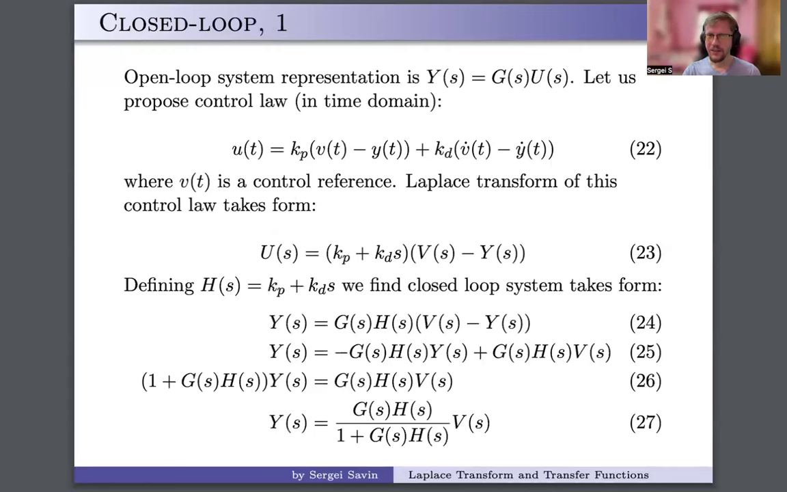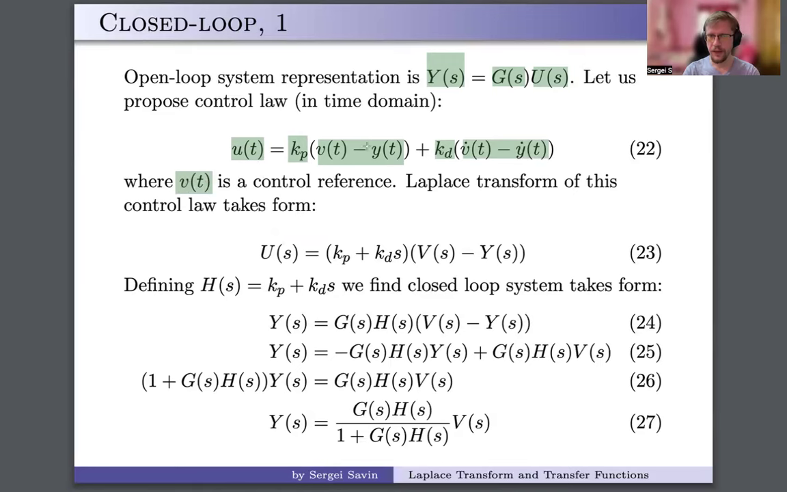Now, consider a system represented in a Laplace transform way, using a transfer function, which is G(s) times U(s) is equal to Y(s). Now, let's say that we have a control law in time domain, which looks like this. U is equal to proportional coefficient times (v minus y), plus derivative coefficient times (v dot minus y dot), where v is a reference signal.